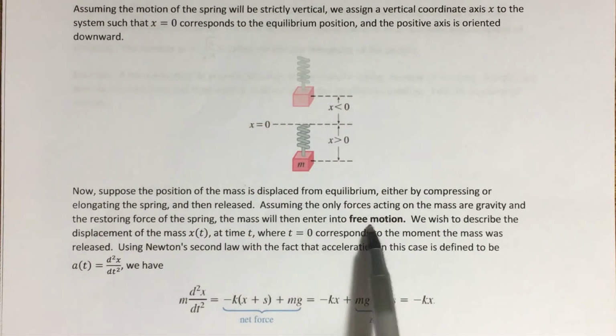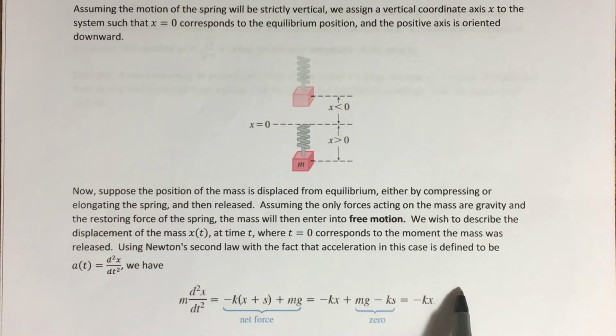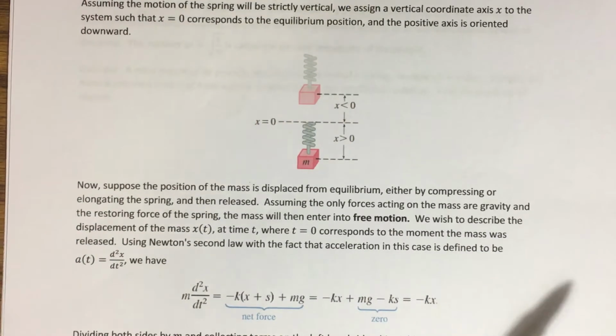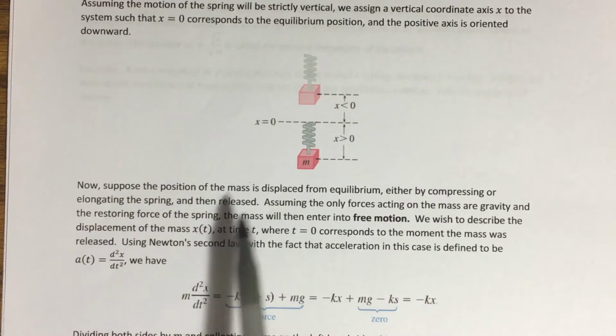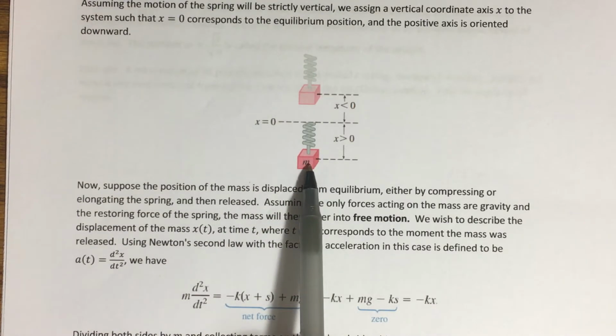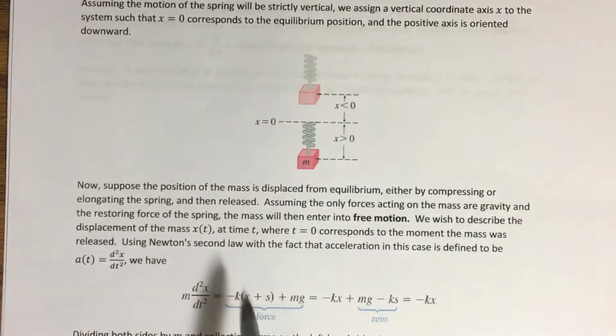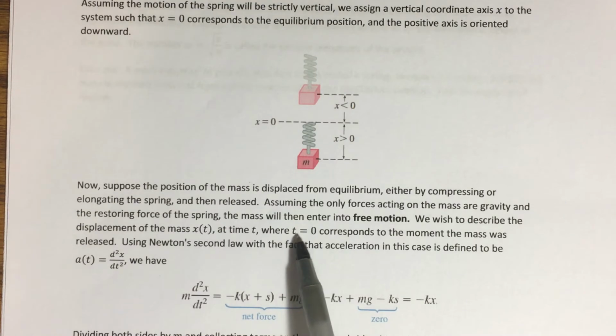We call that free motion when that's occurring. Okay, and our goal is to come up with an equation that describes the position of that object at a given time t, once this thing has entered oscillatory motion. We're going to think of time t equals 0 as corresponding to the moment that mass was released and this motion was begun.